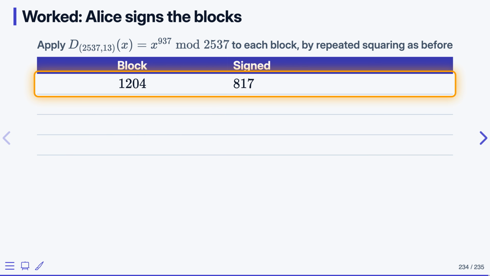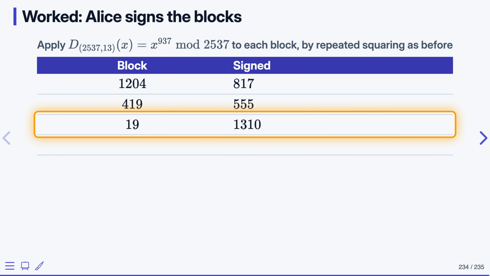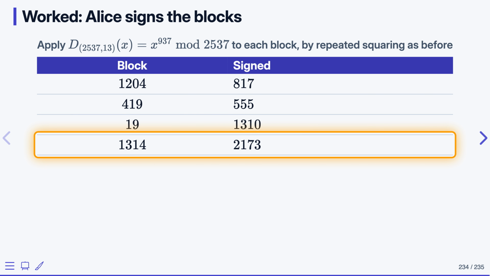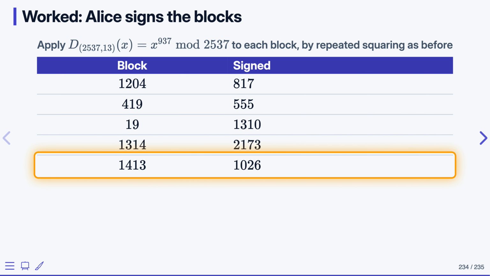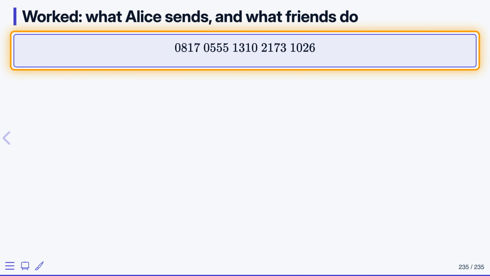1204 gives 817. 419 gives 555. 19 gives 1310. 1314 gives 2173. 1413 gives 1026. And notice that she can do all of this on her own. She needs nobody's help, and she sends no secret. So Alice sends 0817, 0555, 1310, 2173, 1026. She pads each block to 4 digits.